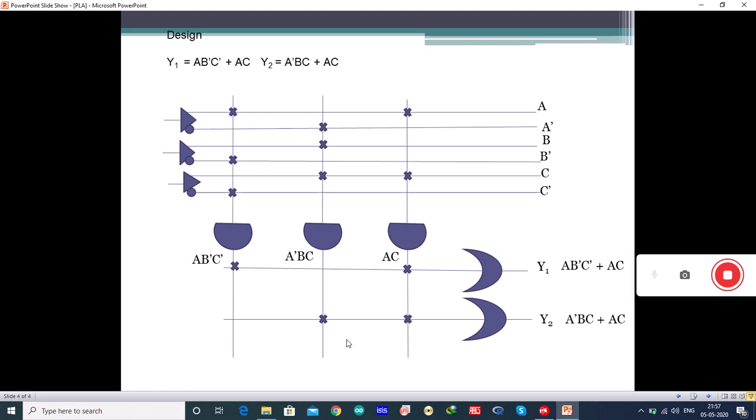This way you can design for any given example, that is any given functionality. You will first draw the truth table and write the equation, and then from the equations you will find out how many programmable AND gates and how many OR gates will be there. With that, this way you can draw any circuit diagram for a given functionality. In the next lecture we will learn about PAL, that is programmable array logic.